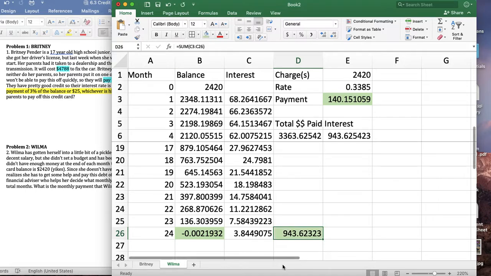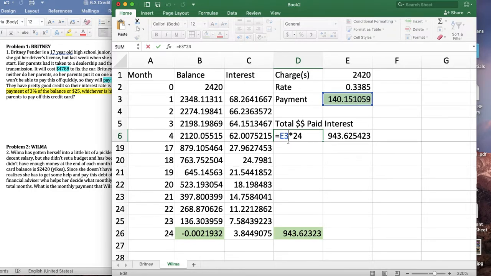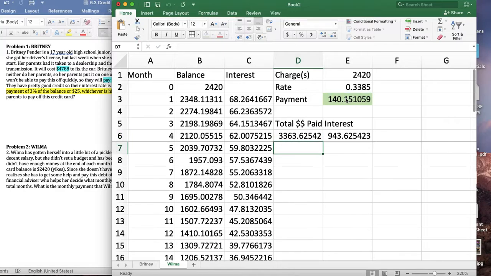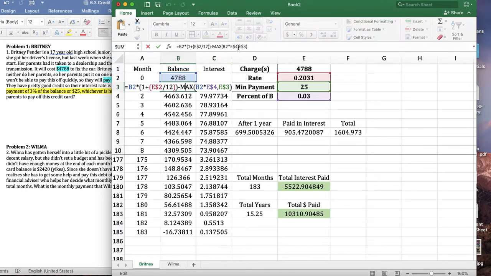So you guys now have another way to calculate interest if you want to do an interest column and then just take the sum of that. This method, however, to calculate interest, you can really only do if you can calculate the total dollars paid. And that's if you have this fixed payment that you actually know of. In the Brittany scenario, I don't know what the fixed payment is because remember here, the payment is going to be the maximum of either $25 or 3% of the previous balance, whichever is higher. And so I don't know exactly what that is.